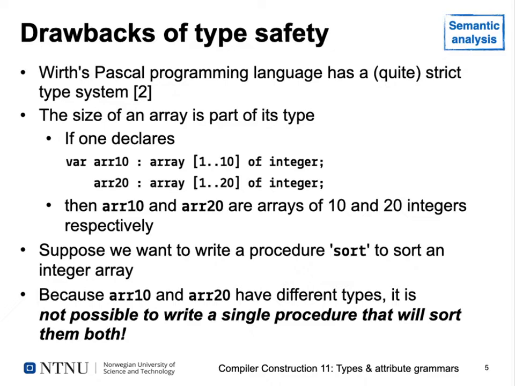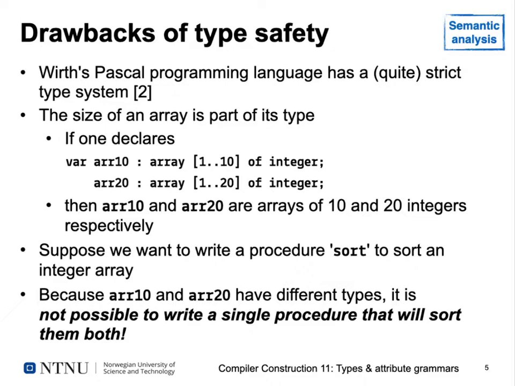But unfortunately, type safety can also make the life of a programmer harder. And one specific example for this is Niklaus Wirth's Pascal programming language, at least in his original versions. So Pascal has a very strict type system. So Wirth is one of the researchers who is really a proponent of strong typing and strong type checking.